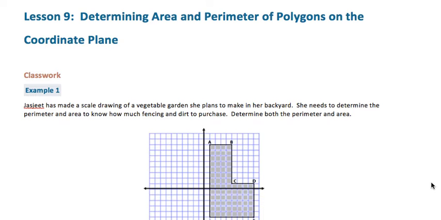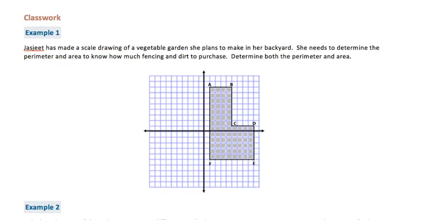In Module 5, Lesson 9, we're going to be determining the area and perimeter of polygons on the coordinate plane. So beginning in the classwork, example 1, we have a scale drawing of a vegetable garden that is on the coordinate plane, and we'll need to determine the perimeter and the area to know how much fencing and dirt to purchase.